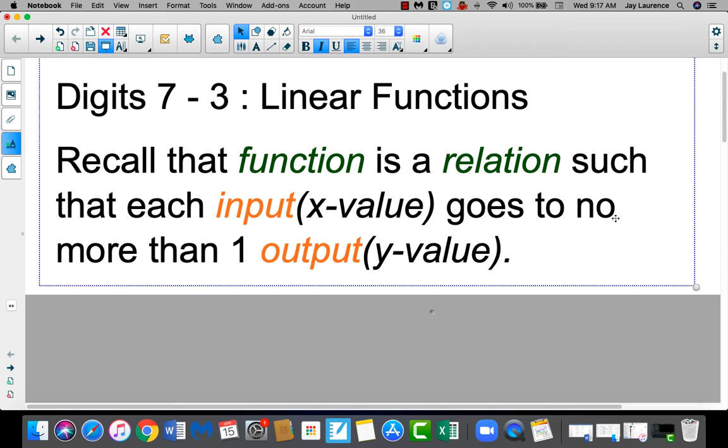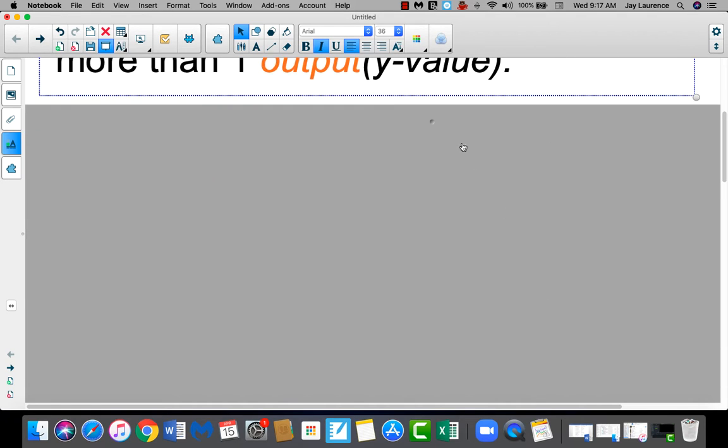Okay, so a function is a relation. A relation is just a rule that assigns inputs to outputs. But functions are special. They're special relations where each input goes to no more than one output.